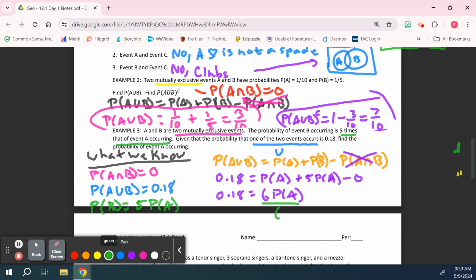And we're going to divide both sides by 6. So I'm going to get that the probability of A is equal to 0.03. Or what's the percentage for that? 3%. Very good. Did that on purpose. I want to make sure you guys understand the difference between 3 and 30. Questions on that?